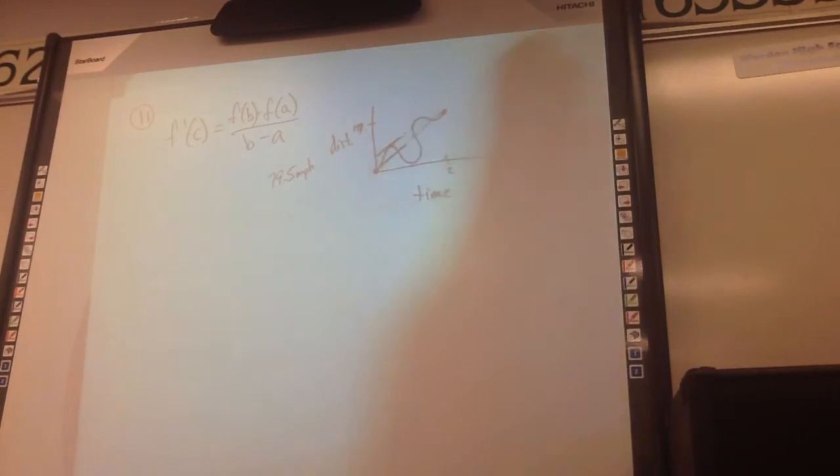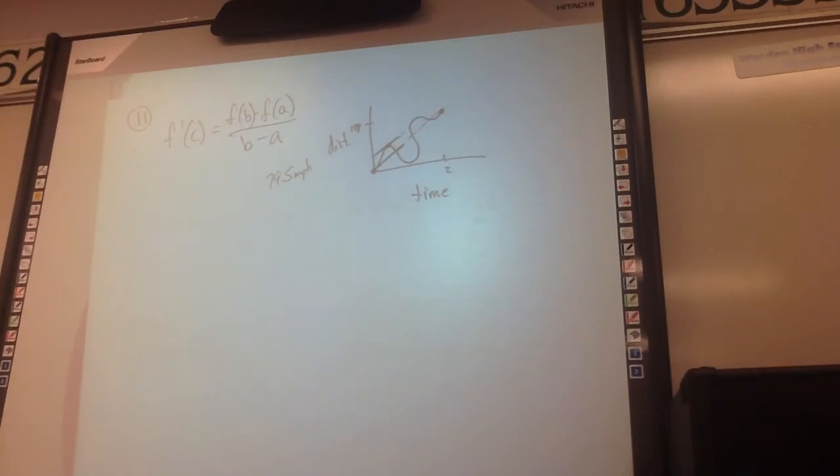It doesn't tell us where. He could have been going all different speeds, but there's a time where he went the exact same as the average speed. That's the mean value theorem. If you have an average of some values, you had to hit it somewhere. At some point you had to hit that average. The speedometer had to cross that value at some point.